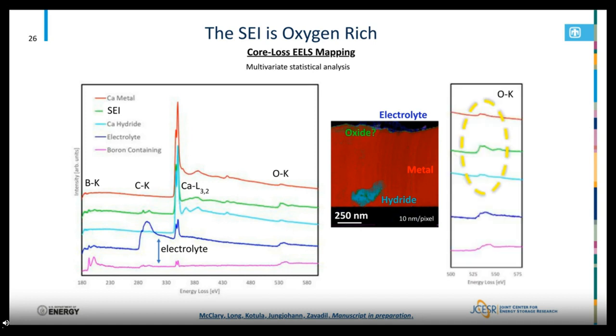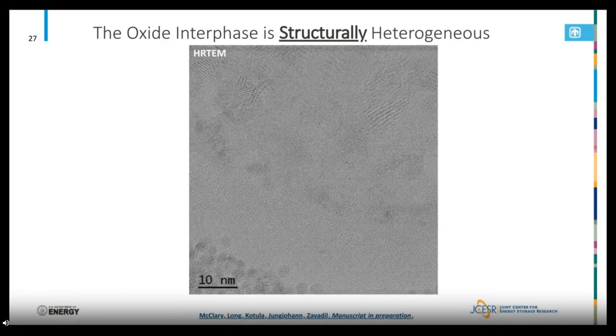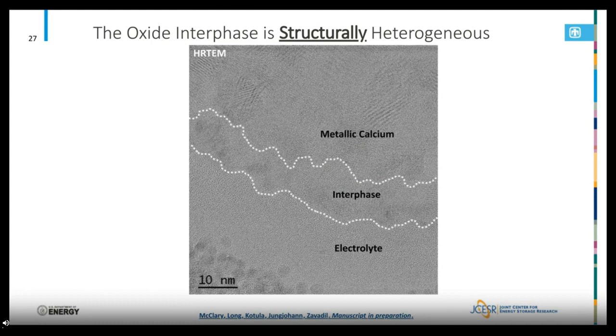When we zoom into the oxygen edge of the top 3 components, we see the green component, the SEI, is oxygen rich compared to the other two. And so this is pointing us in the direction that there is a calcium oxide phase present. So when we image this, it's probably hard to see on your screens here, but I'll go ahead and outline it. We divided this image into metallic calcium at the top, and an interphase region and an electrolyte region.